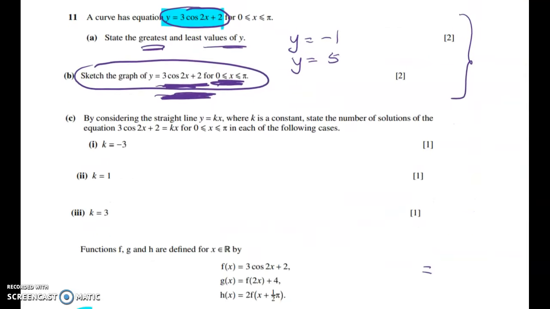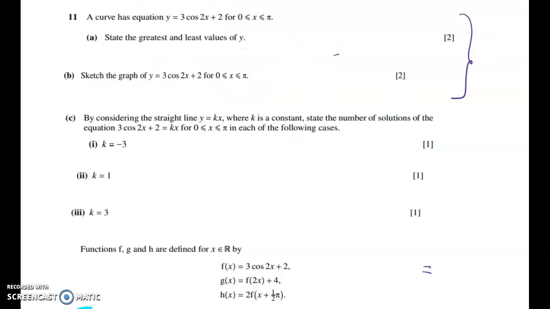What's the next question? Now this is the bit where people started to find it really tricky, because I don't think everyone understood what was being asked. And it's really simple if you can interpret the question. So if we consider the straight line y is equal to kx, where k is a constant, we have to state the number of solutions for this equation here. So in the first case, we're looking at k is equal to -3.